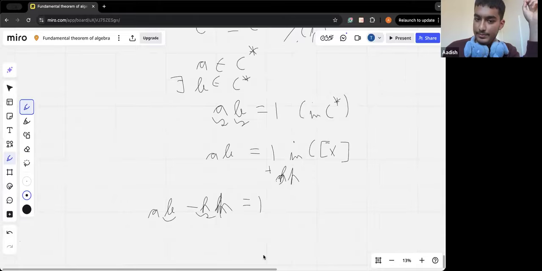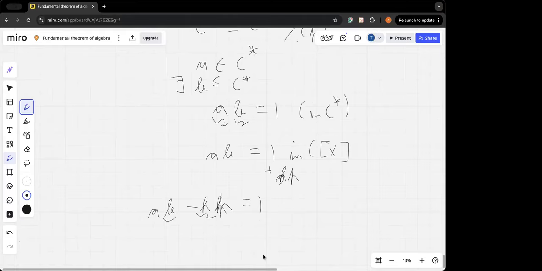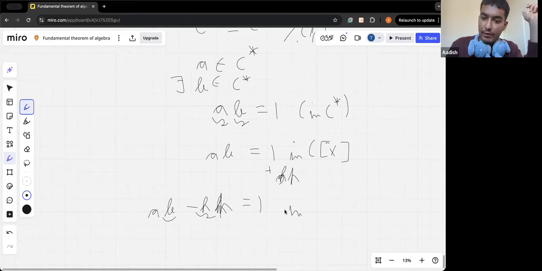That's what we want to do. We want to find polynomials B and H in C[x] such that AB minus HP is 1. This is in C, just C of X, if we can find them.